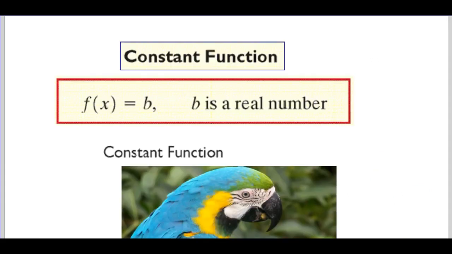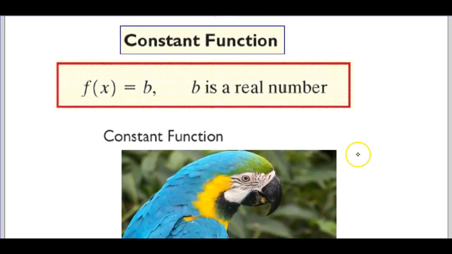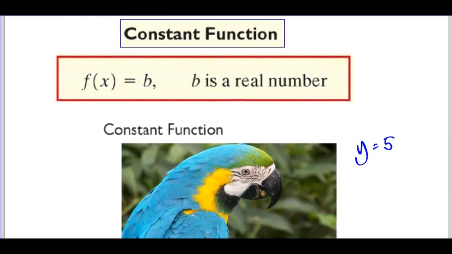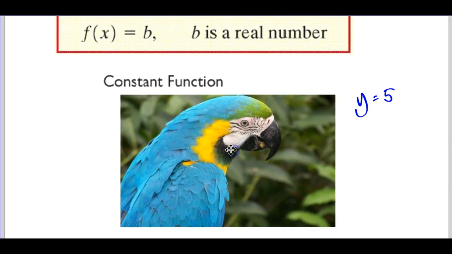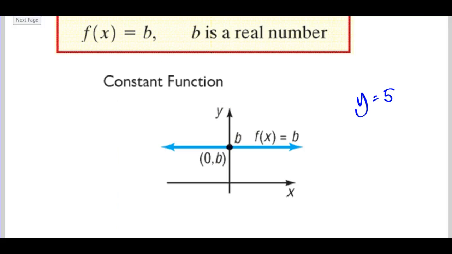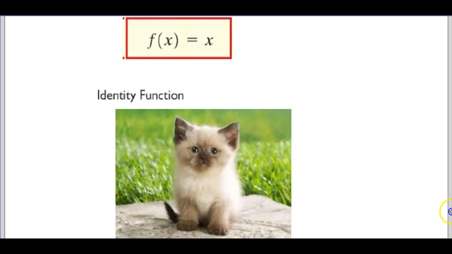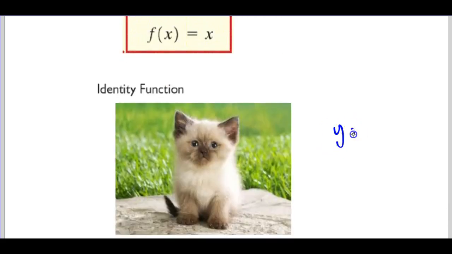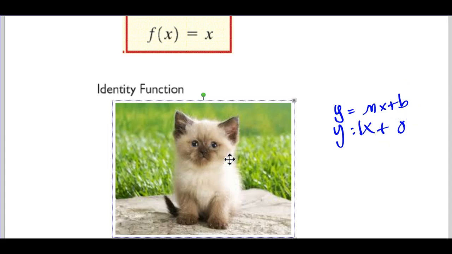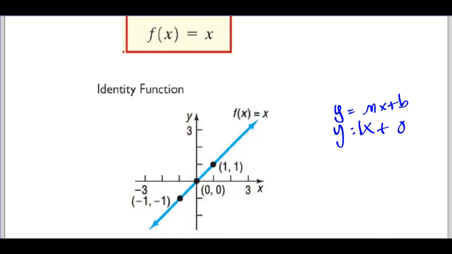Sometimes we call a constant function, like if it's just y equals 5. 5 is a constant. Then it's just a horizontal line, and it looks like this. So it's constant. The y value is constantly the same value. The identity function means every time you see an x, it also equals the y. And if you know the form y equals mx plus b, where the slope is 1 and the y-intercept is 0, you recognize this as just a straight line, 45-degree angle.